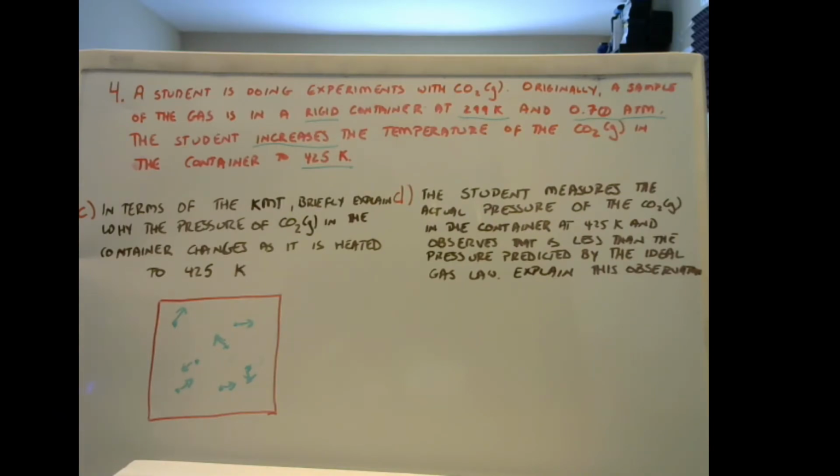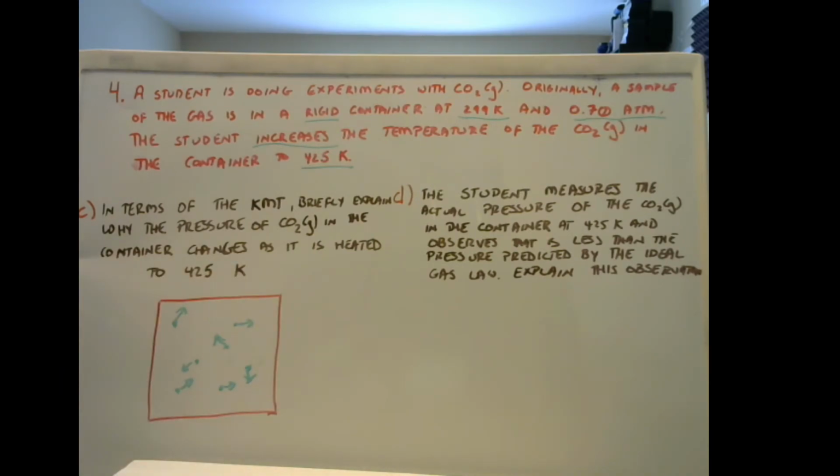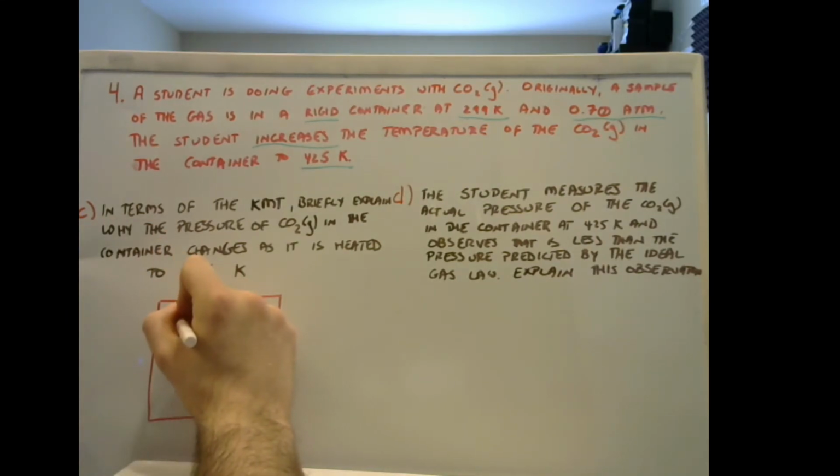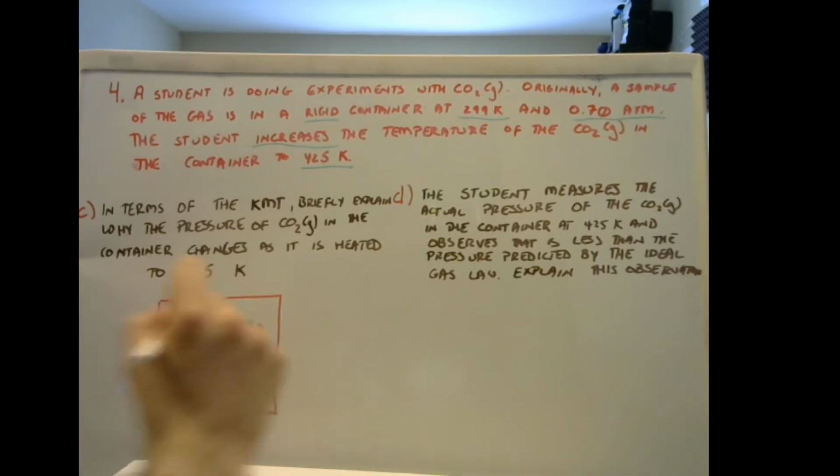In terms of the KMT, the kinetic molecular theory, briefly explain why the pressure of CO2 in the container changes as it's heated to 425. So here I've drawn a rough representation of the CO2 molecules, the little dots here, and the directions they're heading with these arrows at the original 299 K. As that temperature increases, we've already said in A that they're going to start moving faster. So let's change these arrows to represent how they get faster. Okay? They start moving faster.